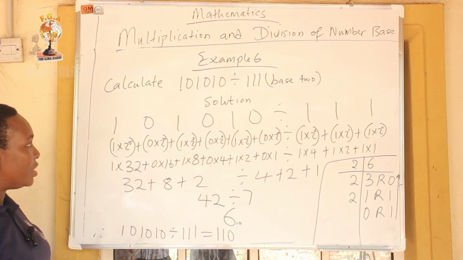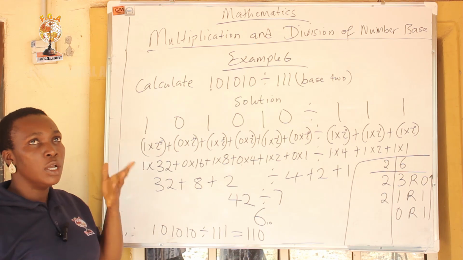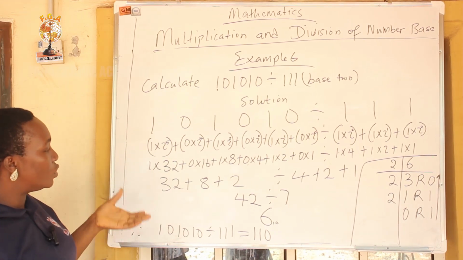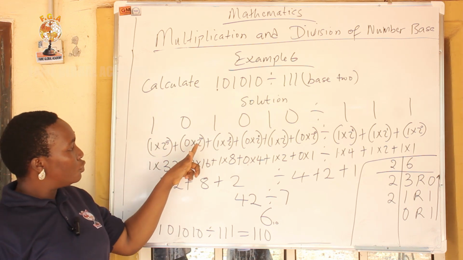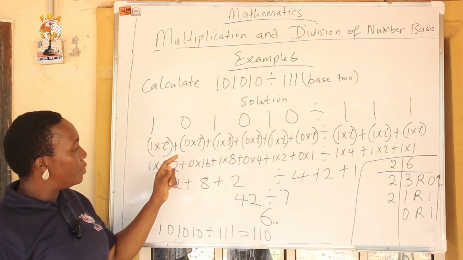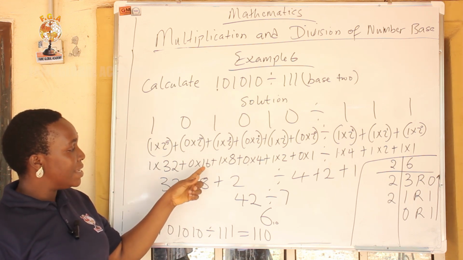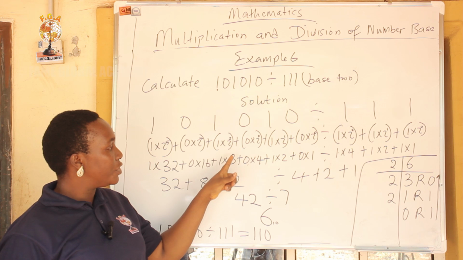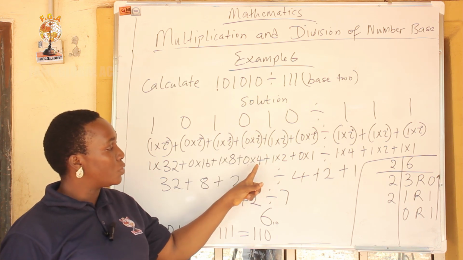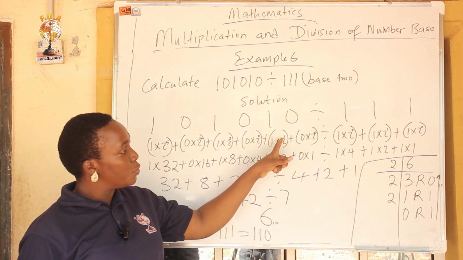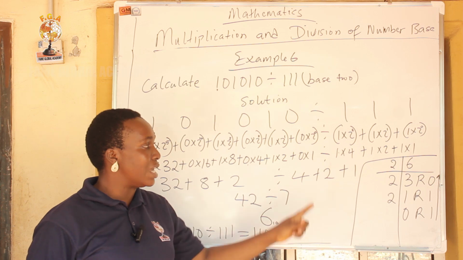So you continue with the expansion. This is 1 times 2 raised to the power of 5, which means 2 times 2 times 2 times 2 times 2 in 5 places. And that will give us 32. Then 2 raised to the power of 4 is 2 in 4 places, which will give us 16. 2 raised to the power of 3 is 8. 2 raised to the power of 2 is 2 times 2, which is 4. 2 raised to the power of 1 is just 2. And 2 raised to the power of 0, the answer is what?